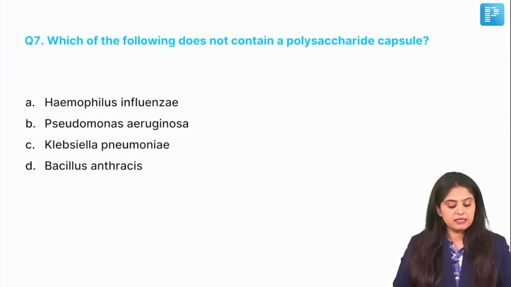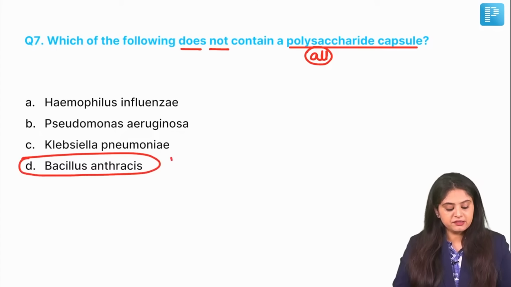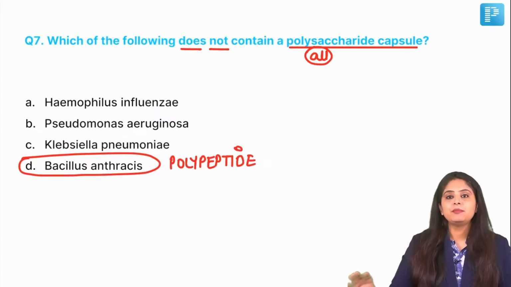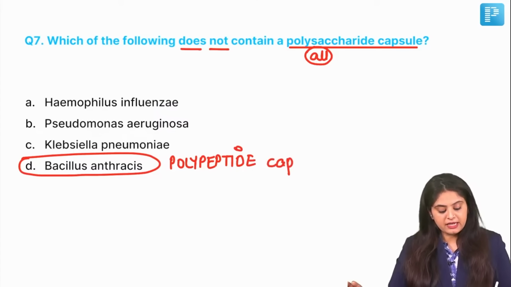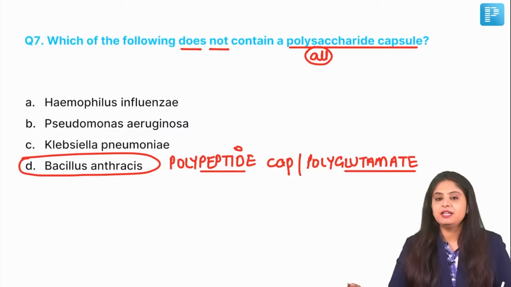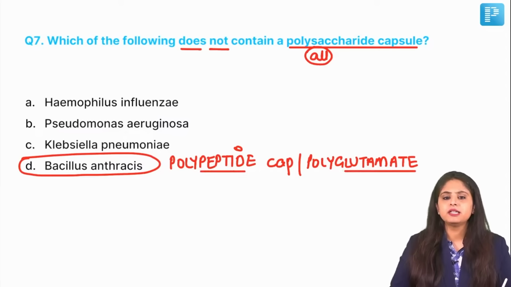ये तो simple one liner था. Which of the following does not contain a polysaccharide capsule? All the capsules are made up of polysaccharide except Bacillus anthracis, which is made up of polypeptide. Now which peptide? That is also another way of asking you. NEET PG तक तो polypeptide capsule लिखते हैं, but in INI-CET they like to ask you which polypeptide? Polyglutamate capsule. If this is also written, वही peptide ही है ना, it is something to do with amino acids and peptides, so it's the same thing.